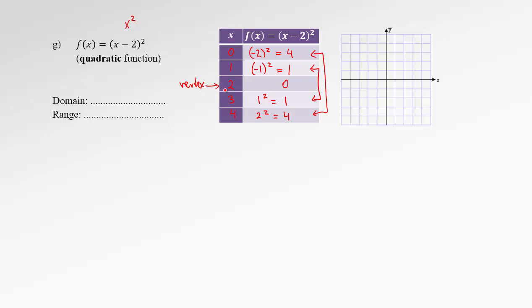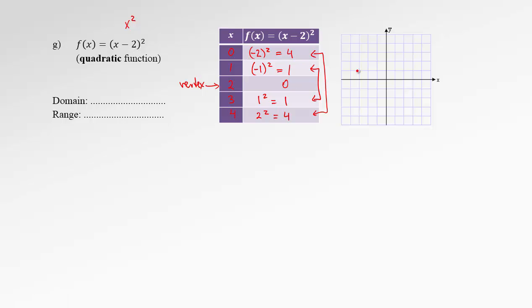So how did I know that the x value 2 will be the central one? Well, because normally this whole bracket would have to be 0. But this whole expression x minus 2 is 0 when x is equal to 2. So the 2 has a special role here.